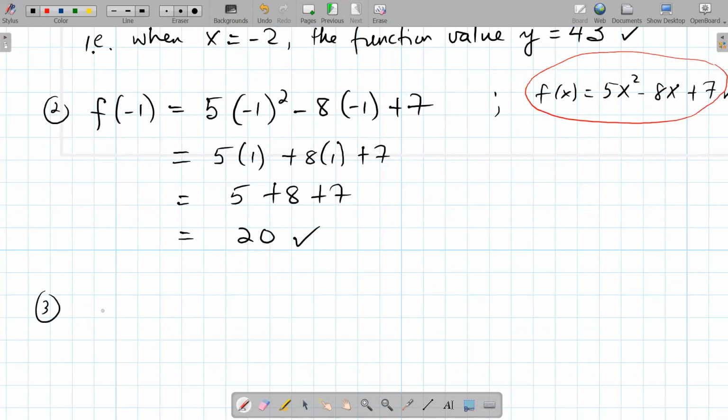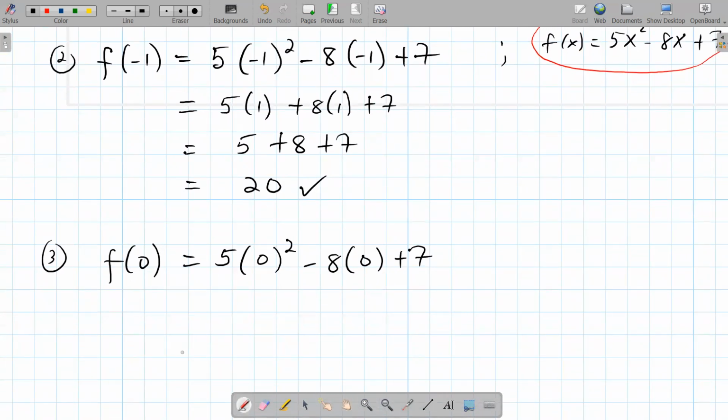Third, we have to find f of 0. It's the same thing. Remember, we are using the same function here, and we are replacing every x there with the number given in parentheses. So it's going to be 5 times 0 squared minus 8 times 0 plus 7. Remember that when you square a 0, it's 0, and when you multiply any number with a 0, it gives you 0. So this is going to go to 0, this is going to go to 0, plus 7. 0 minus 0 plus 7 is going to be 7.